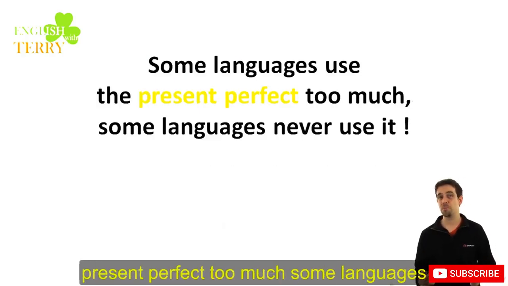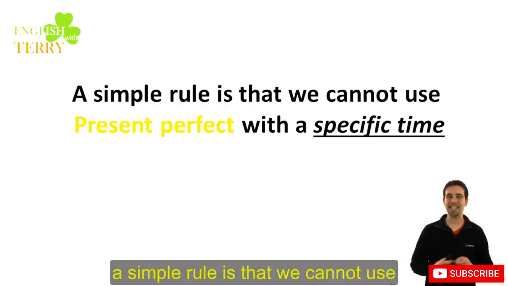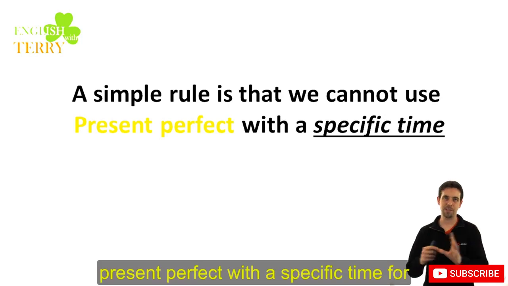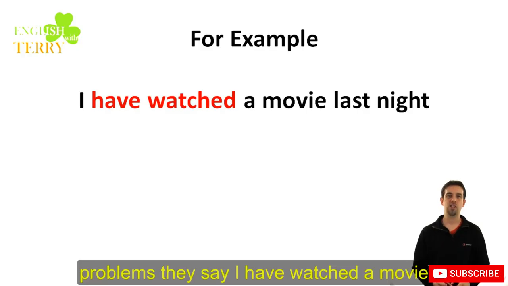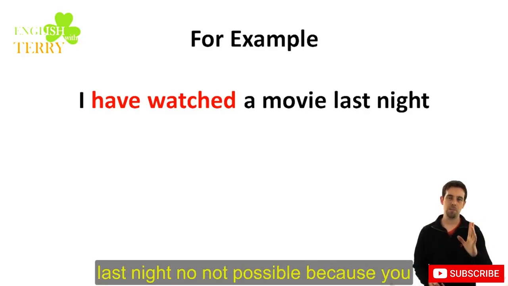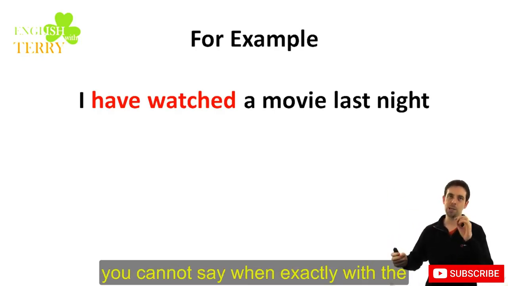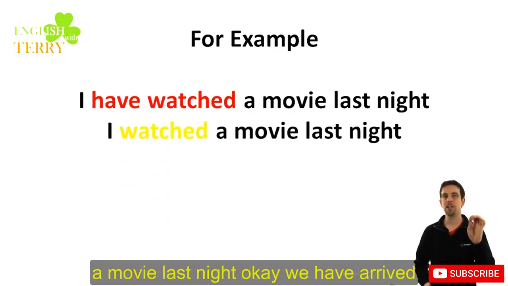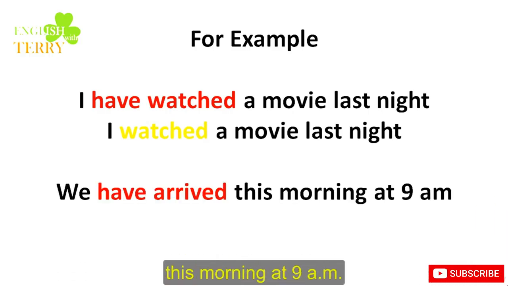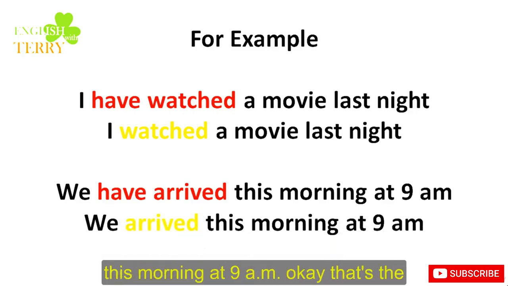Some languages use the present perfect too much. Some languages never use it. A simple rule is that we cannot use the present perfect with a specific time. For example, some nationalities have problems. They say, I have watched a movie last night. No, not possible. Because you could say, I have watched this movie, but you cannot say when exactly with the present perfect. You just can't. I watched a movie last night, okay? We have arrived this morning at 9 a.m. No. We know exactly when, right? We arrived this morning at 9 a.m. Okay? That's the first idea.